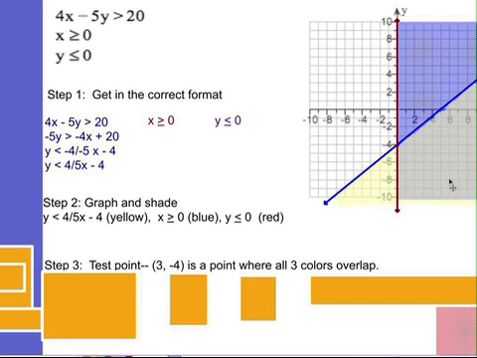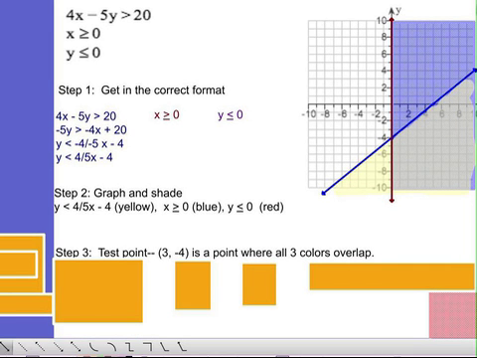I need a third line. Y is less than or equal to 0. So once again, y is 0 again here in the middle. Since there's no x in my equation, I'll draw a perfectly horizontal line.